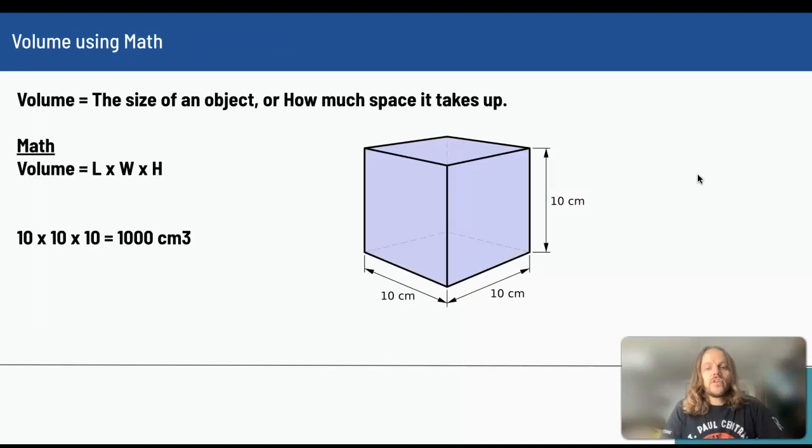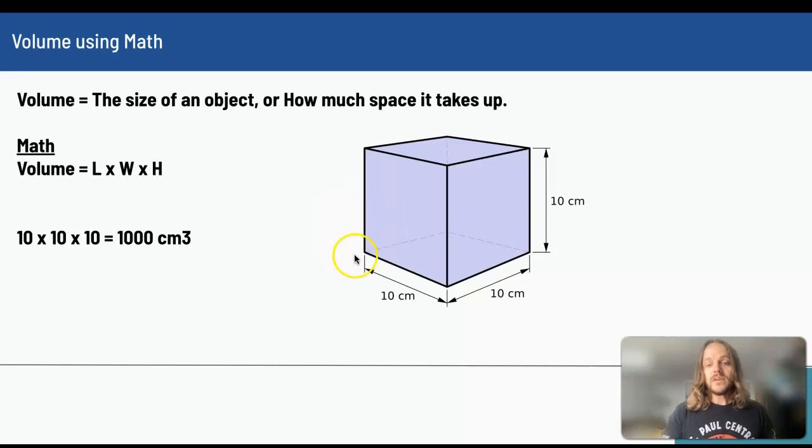You may remember from math class that you can measure the volume of different objects using just math, right? For example, the page that we're looking at right here, we've got a cube, right? And we can see the measurements of the cube, right? And if we remember from math class, there is an equation that can tell us how much space this cube takes up in the universe, right? Because remember, volume is how much space something takes up, right?